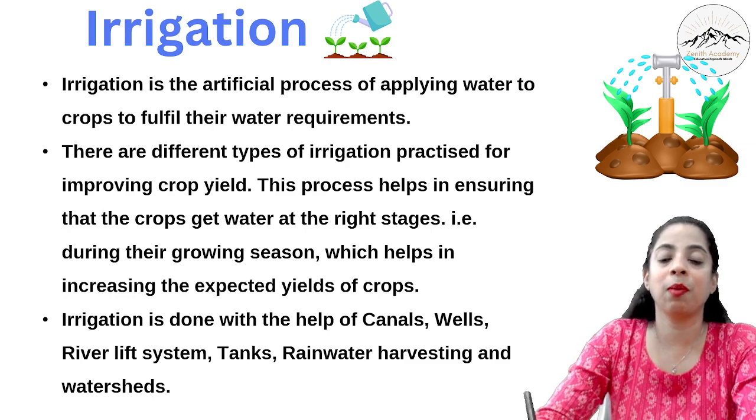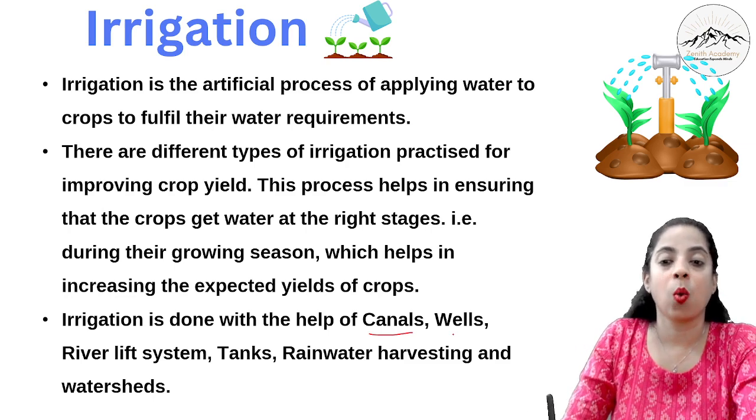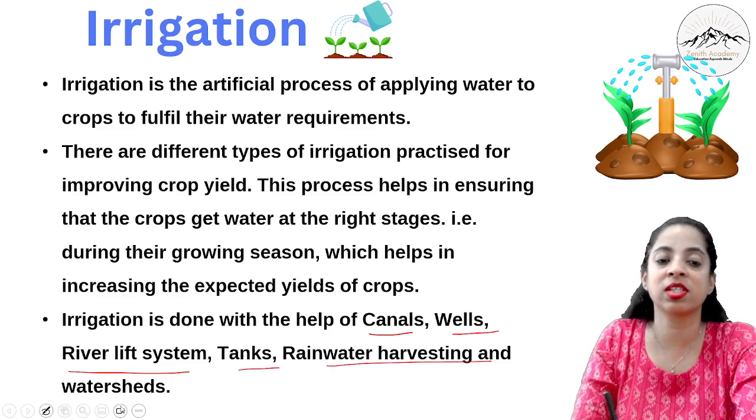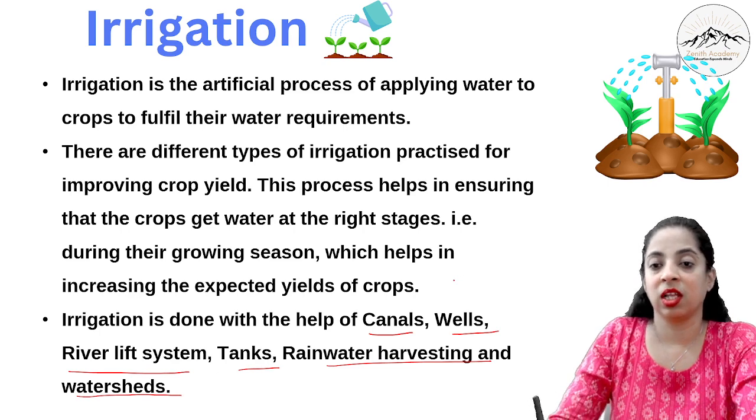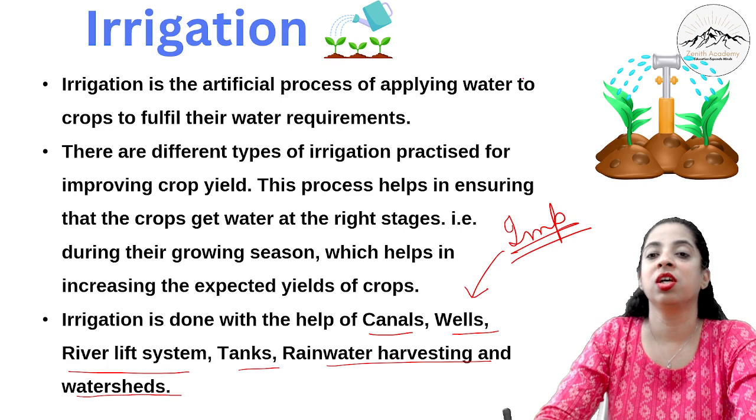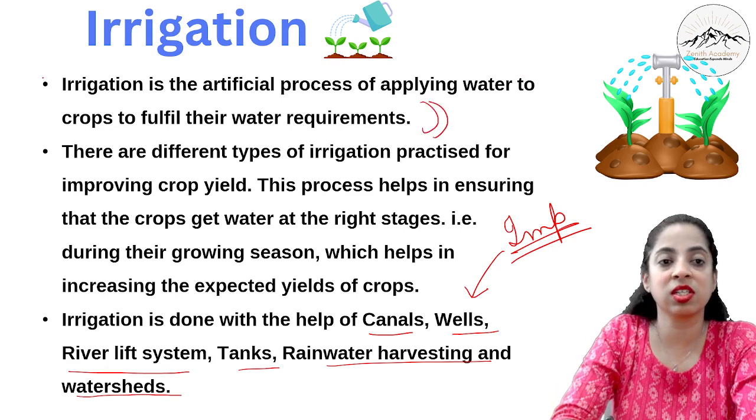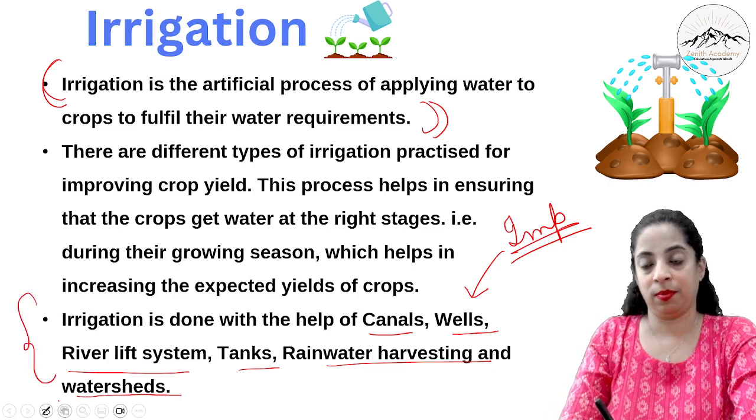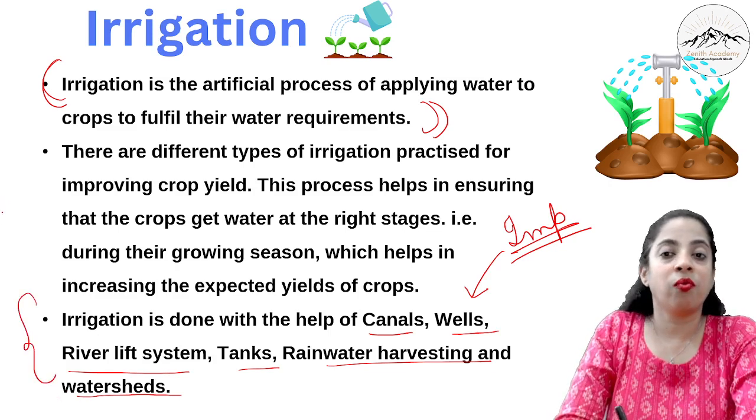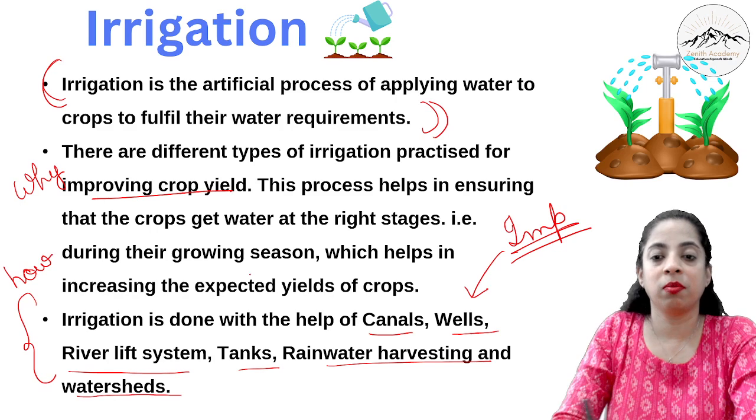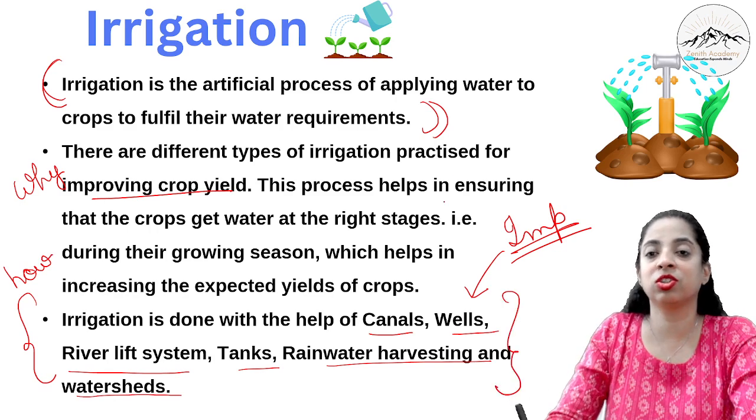Now it is done with the help of canals, wells, river lift system, tanks, rainwater harvesting and watersheds. This is again important whenever you are asked what is irrigation. Just write the definition first. Even if it is for 2 marks, you have to write how it is done. Okay, if it is asked why it is done, for why improving the crop yield. How? By using these things. Okay, so this is very important.